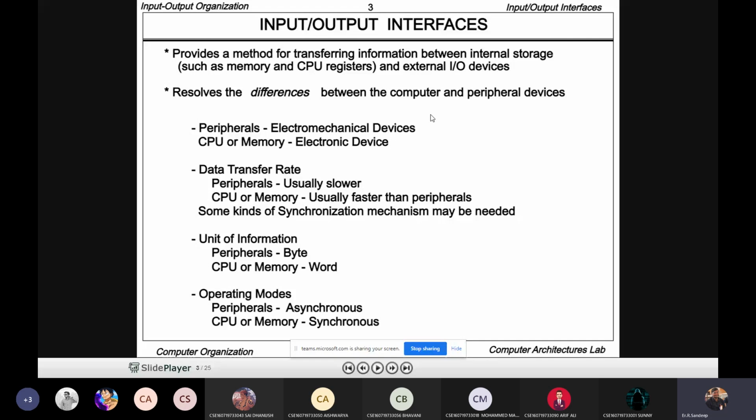Especially in the case of the keyboard, mouse, printer, and the devices which we are using, each and everything will have lesser speed compared to the CPU. So some kind of synchronization mechanism may be needed. In order to provide the clock synchronization, that means if you want to match the speed of the peripheral device and the CPU, synchronization is required.